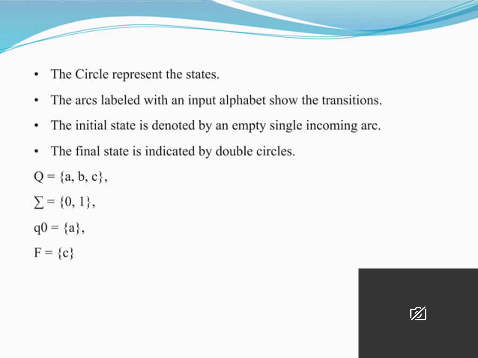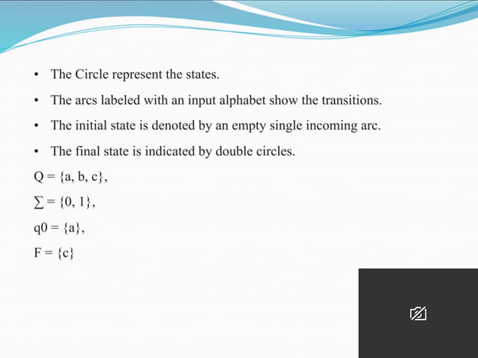The circle here represents the states. The arc labels, for example, these are all the circles and these are all the arc symbols. They represent the input alphabets that show the transition from one state to the other state. The initial state is represented by the single incoming arc with no source, and the final state is indicated by the double circles.